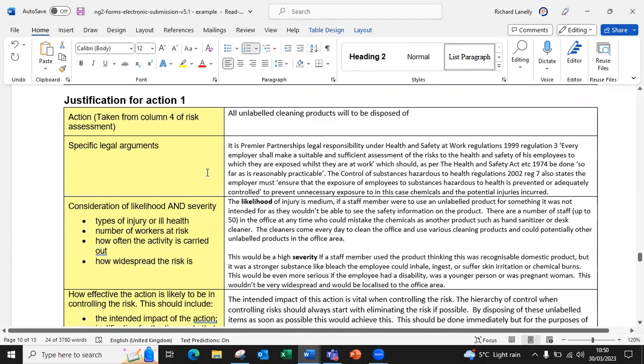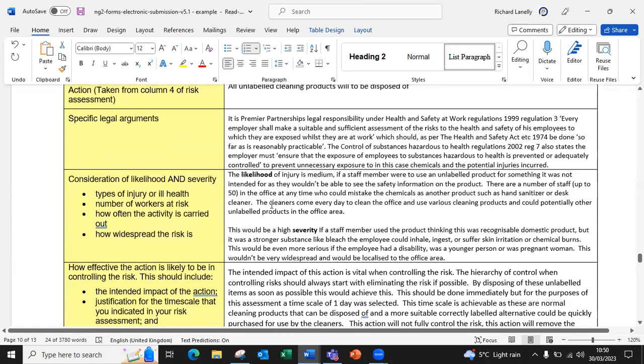Okay, specific legal arguments. Under COSHH and other regulations that are suitable, you need to explain why under those regulations you need to do that. So you can literally Google the Control of Hazardous Substances Regulations, familiarize yourself with those, and then explain why legally we need to do this, because if we don't, we'll be breaching this. Simple as that, really. So there's an example there for you to look at.